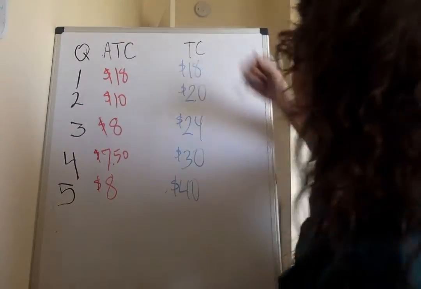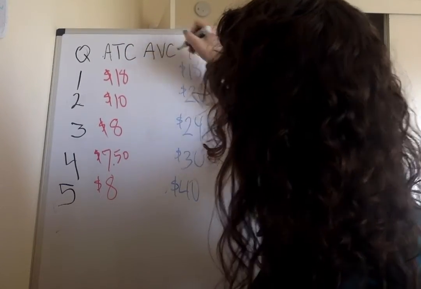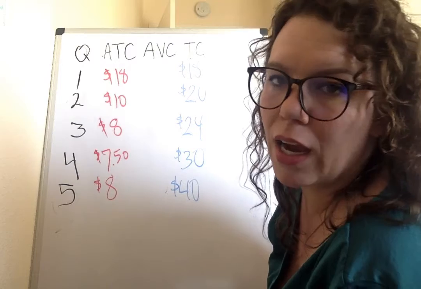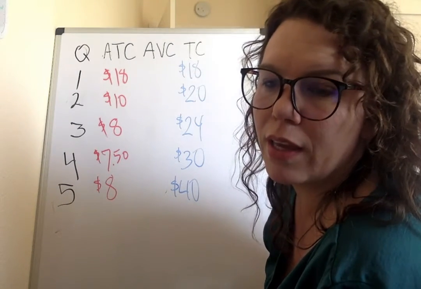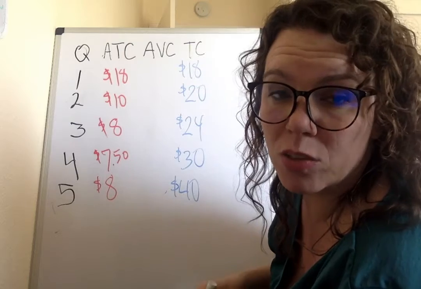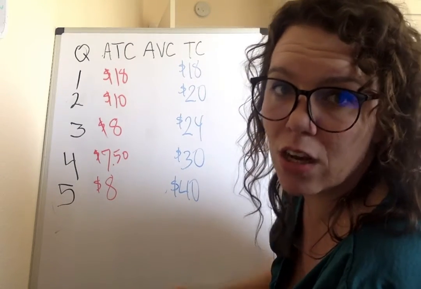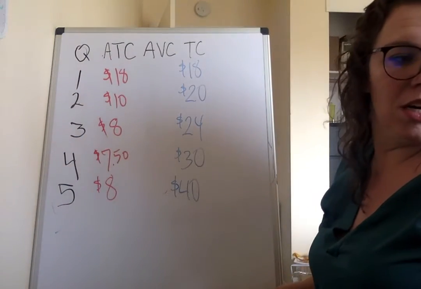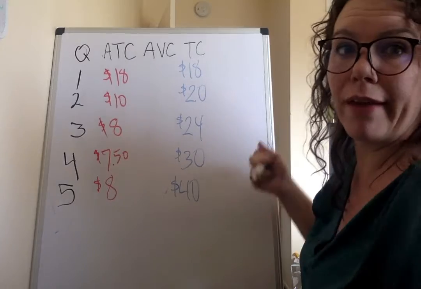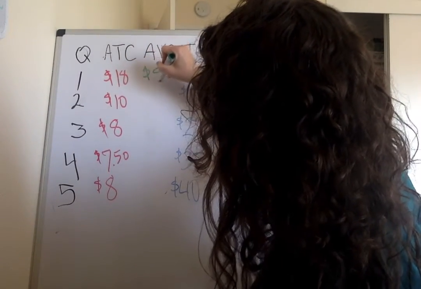Okay, so average variable cost is going to be our variable costs divided by our quantity. So in a quantity of 1, our variable cost was $8. That's given by the problem. So if variable cost is $8 and quantity is 1, then our average variable cost is going to be 8 divided by 1, or $8.